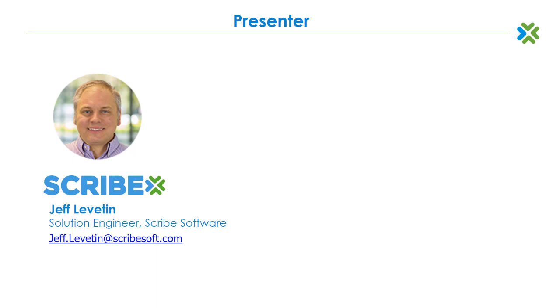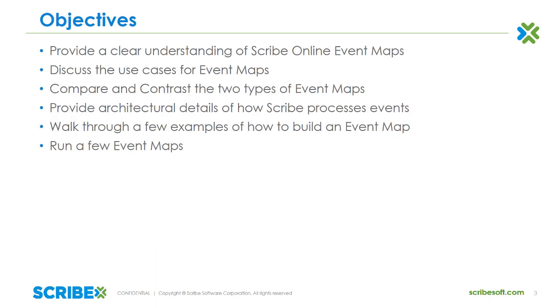Okay. Let's look at the objectives for this webinar. Great. Okay, so we want to cover event maps within Scribe Online. It's important to get a clear understanding of what they are. We want to go over what the specific use cases are for event maps. There's more than you might initially think. We also want to compare and contrast the two types of event maps that Scribe offers. We have two different ways to access them. We want to go over what the differences are and the similarities between the two. Also want to provide architectural details of how Scribe processes the event so you can understand that at a deeper level. We're going to walk through some examples of how to build event maps, and we're going to run a few maps so you can see what they look like in action.